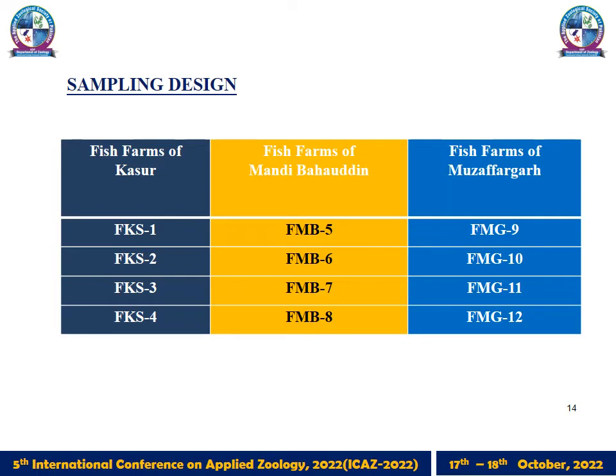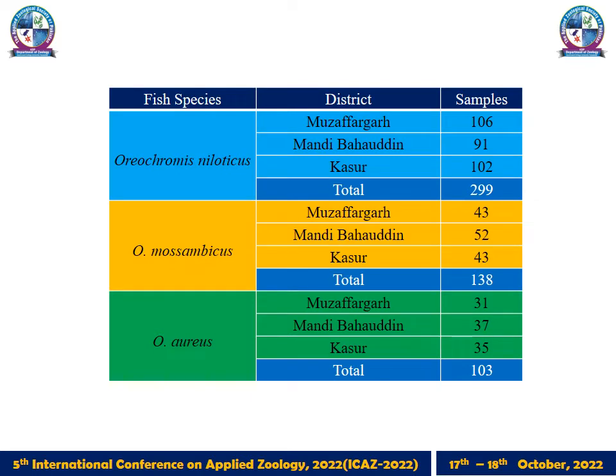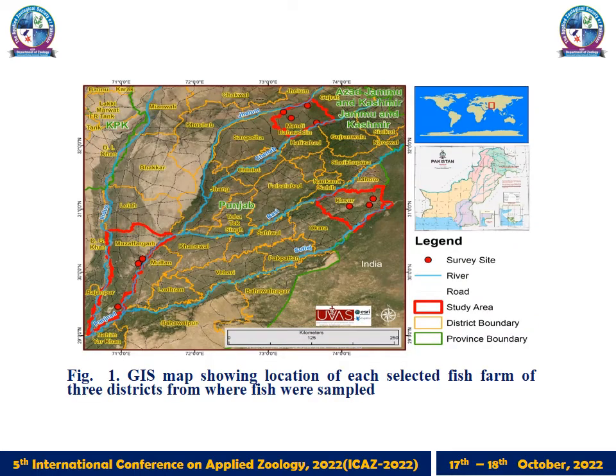And I designated these fish farms of Kasur as FKS 1, 2, 3 and 4, that of Mandi Bahauddin as FMB 5, 6, 7 and 8, that of Muzaffargarh were designated as FMG 9, 10, 11 and 12. And this table shows sampling of 3 species with respect to each district. This map shows study area of 12 fish farms of 3 districts.